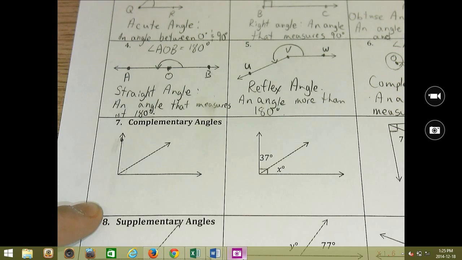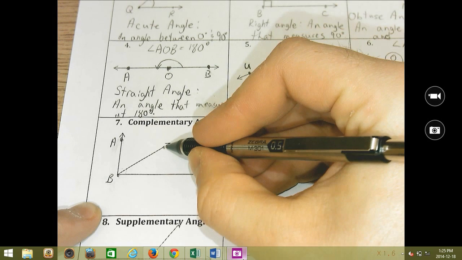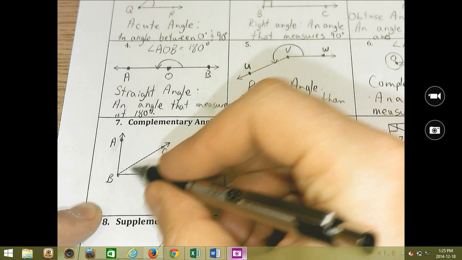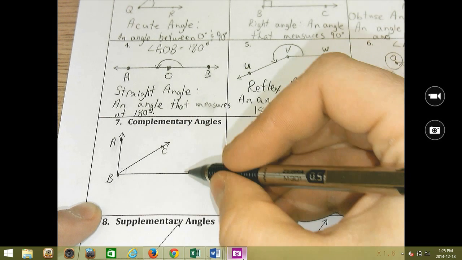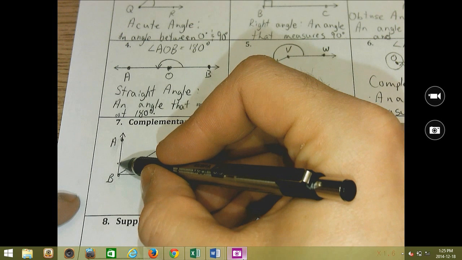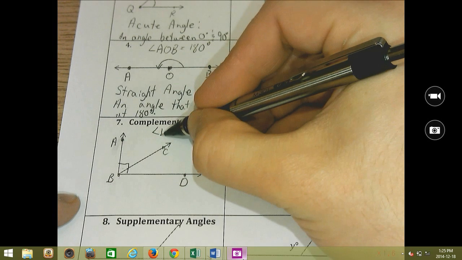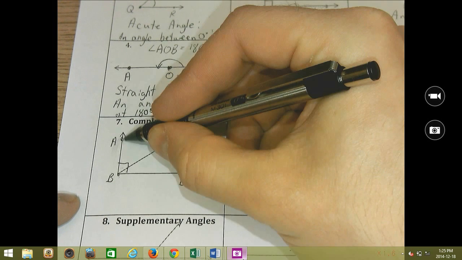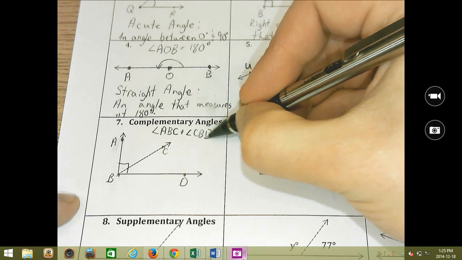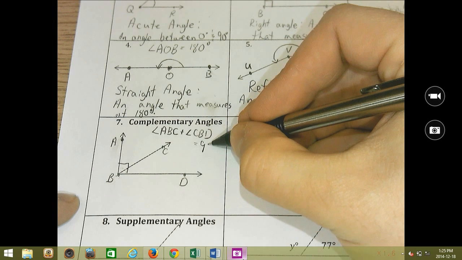I'm going to call this first one A, B, and C. And I'm going to give a second angle of C, B, and I am going to call this one D here. And when I put the two angles together, I get a 90-degree angle there. So what I know is that if I have angle A, B, C, which is this one here, plus angle C, B, D, if I add them together, I get 90 degrees.